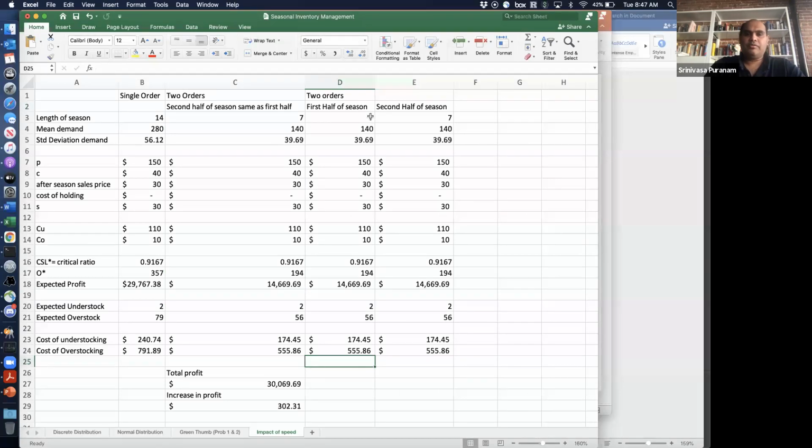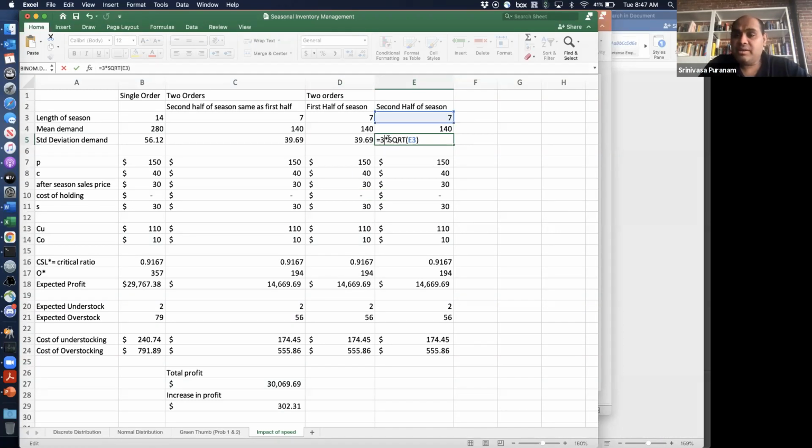Now, the first half of the season, again, the length of the season is 7. The mean demand is 140. Standard deviation is 39.69. So all of this is the same. You're going to order 194 units. The expected profit is that. You can be understocked by 2 units or overstocked by 56 units, depending upon which situation occurs. And this is the cost of understocking and overstocking. That's good. But for the second half of the season, standard deviation is 3.